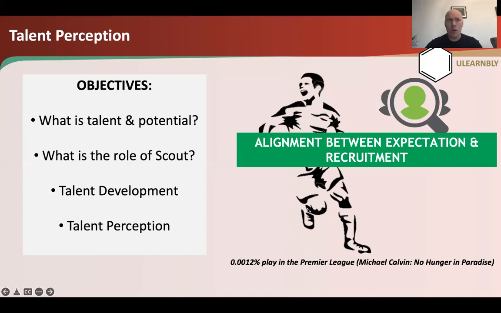It's really important to know that we've got to get this right. How do we make their talent count and matter? And it's important that we identify, well, what is their talent? What got them in the building in the first place? And there's a statistic there that I'm sharing with you around Michael Calvin's book, No Hunger in Paradise. There was a documentary as well several years ago where 0.0012% that have gone from the youth ages within an academy structure will go on and play in the Premier League.